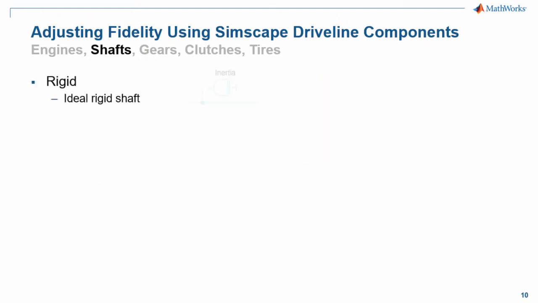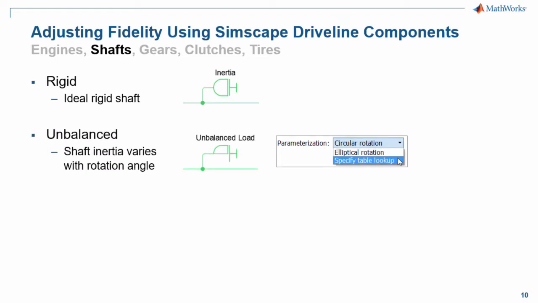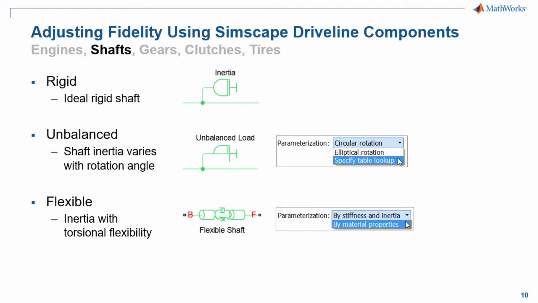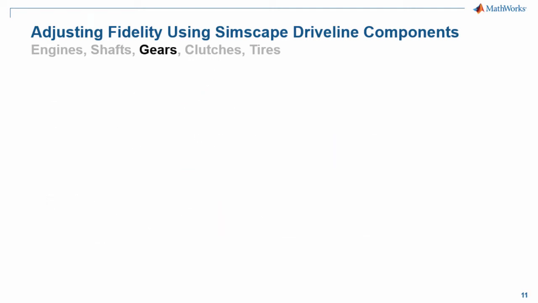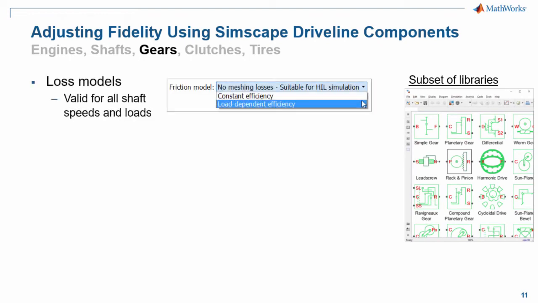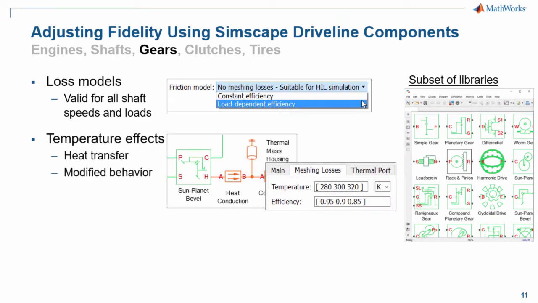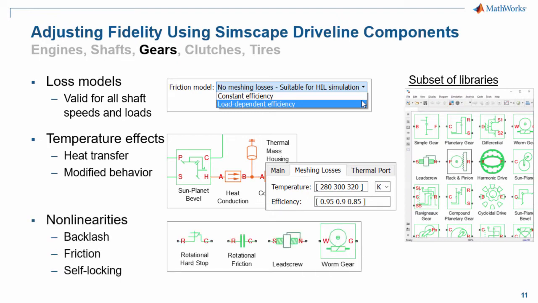For shafts, you can model shafts as an ideal rigid shaft. You can have shafts whose inertia varies with the rotation angle, and you can have flexible shafts that have torsional flexibility. The gear libraries have a wide range of components. Each of them contains loss models. These loss models are valid for all shaft speeds and loads, including planetary gears where the loading can affect the efficiency. You can also include temperature effects with your gear models. This includes the heat produced and transferred to and from the gear, and modify the behavior of the gear based on its temperature. You can also include nonlinearities into your model, including backlash, friction, and gears that are not back-drivable or self-locking gears.